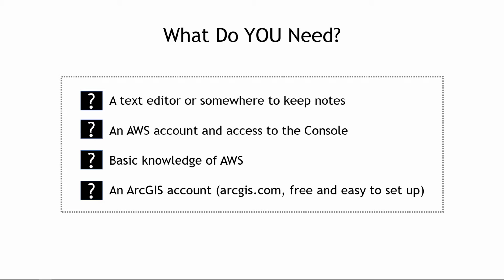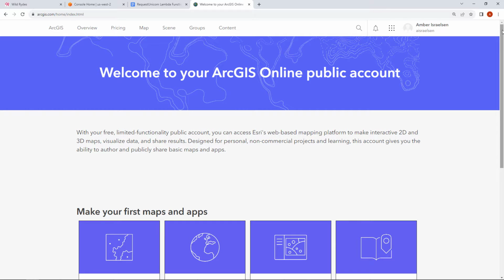And then for the mapping functionality, we're going to be using ArcGIS, and you will need an account there. It's free and easy to set up. Just go out to arcgis.com. I already have an account and I'm signed in, but if you don't have an account, there'll be a sign in link up here. And then once you click on that, you'll have the option to create a new account. So that's very important. Otherwise, your maps are not going to work.